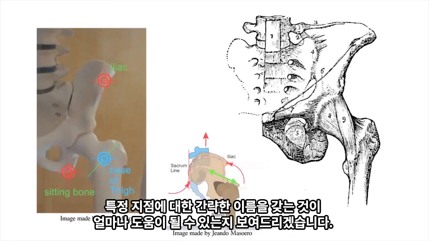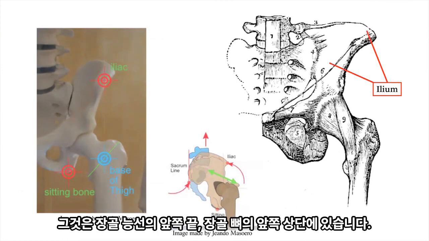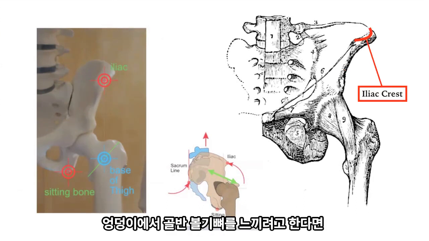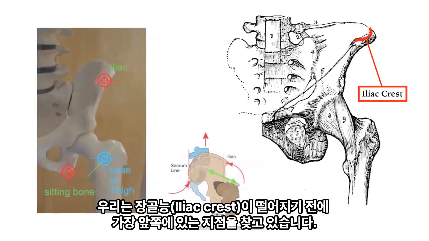To show how helpful it can be to have brief names for specific points, we can define a point that we will call the iliac. It's located on the top of the front of your ilium bone, at the front end of the iliac crest. If you feel at your hip for the hip bone, it should be the only bone really sticking out. We're looking for the point that is furthest forward before the iliac crest drops off.